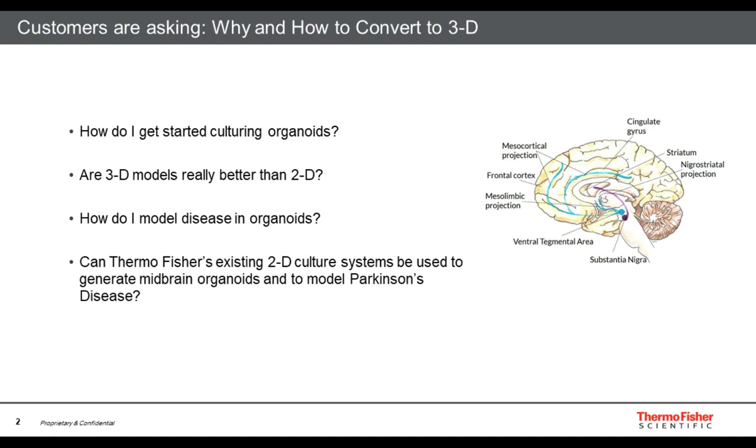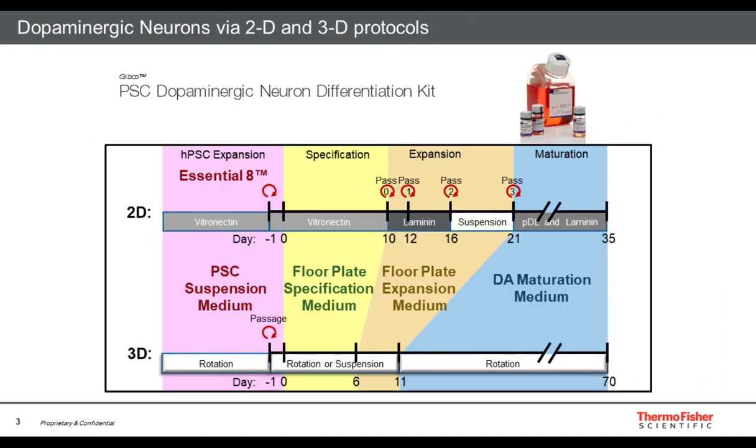Thermo Fisher sells a set of 3 media which have been optimized to specify, expand, and mature human dopaminergic neurons from pluripotent stem cells in 2D culture. This is the PSC Dopaminergic Neuron Differentiation Kit shown at the top of this slide.